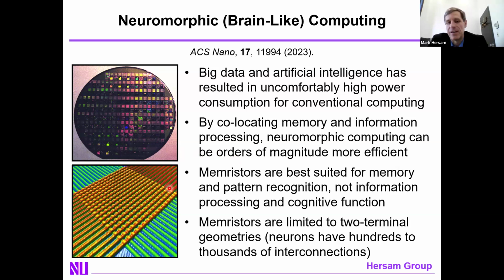I think it's a quite interesting and in many ways suitable device for non-volatile memory and in some cases pattern recognition, but it has limited capabilities for higher order information processing or cognitive function. Additionally, and perhaps more fundamentally, memristors are typically two-terminal devices wired up in so-called crossbar arrays, which is fundamentally different than a biological neuronal network where neurons typically have hundreds, if not thousands or tens of thousands of synaptic interconnections. Hyperinterconnectivity is another characteristic that we'd like to mimic in neuromorphic computing.